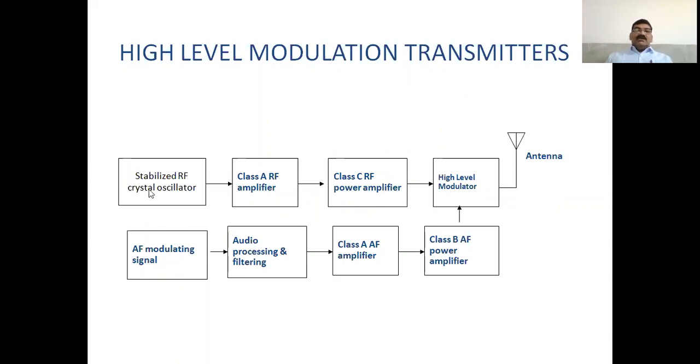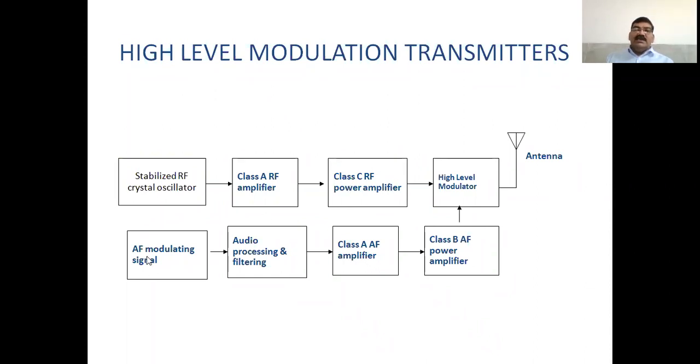So here we have the stabilized RF crystal oscillator. This is the same. Then the Class A RF amplifier, which acts as an oscillator isolating buffer. This is again RF, because this is the high frequency signal. Then the Class C RF power amplifier. Previously this power amplifier came after the modulation, now it is before the modulation. Power amplification is done before the modulation.